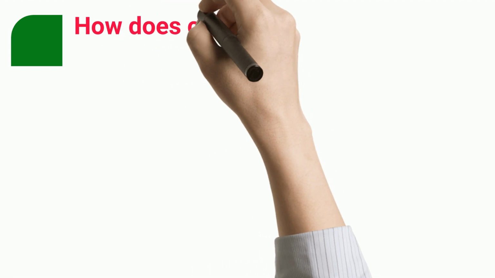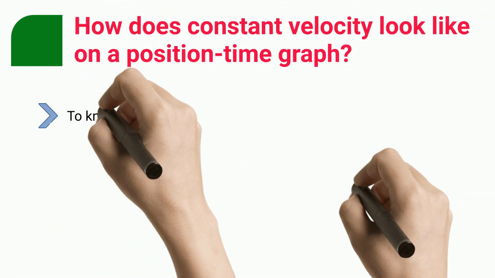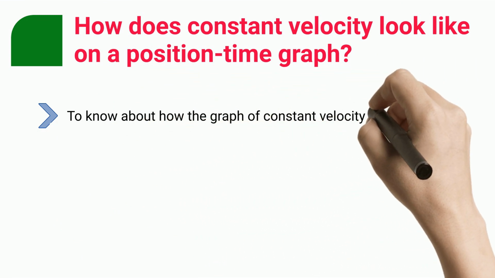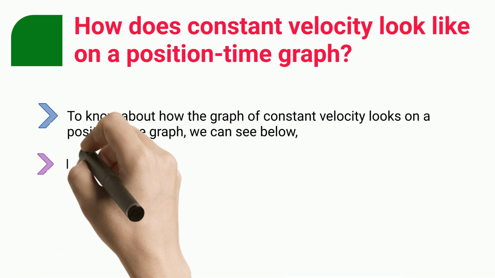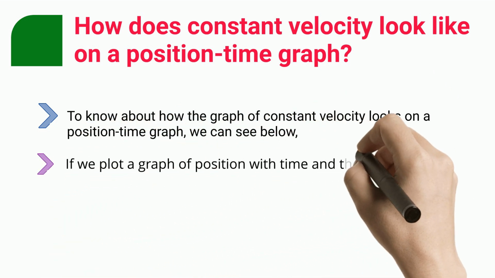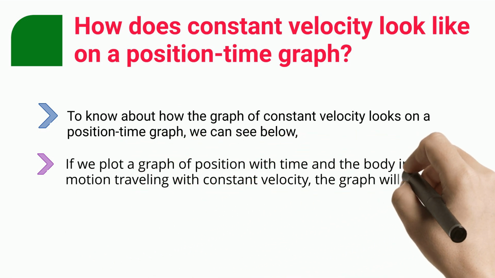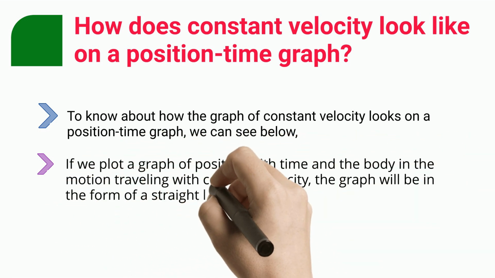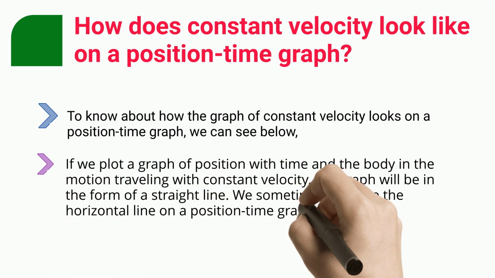Frequently asked questions, FAQs. How does constant velocity look on a position time graph? To know how the graph of constant velocity looks on a position time graph, we can see below. If we plot a graph of position with time and the body in motion is traveling with constant velocity, the graph will be in the form of a straight line. We sometimes observe a horizontal line on a position time graph, which symbolizes zero velocity.